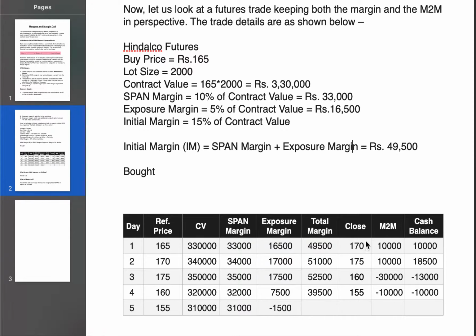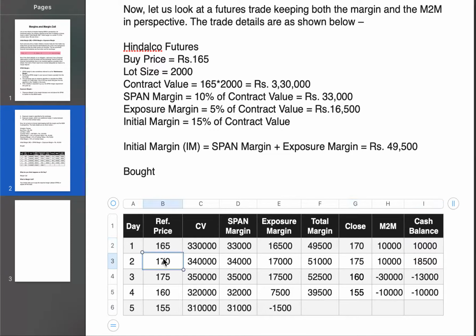So what happens is that day Hindalco closes at 170 rupees. Now my mark to market is 10,000. There has been an increase of 5 rupees, so 5 into 2000, which is the lot size. So M to M is 10,000. I get 10,000 rupees more and I've got a cash balance of 10,000 rupees. Now M to M is settled.